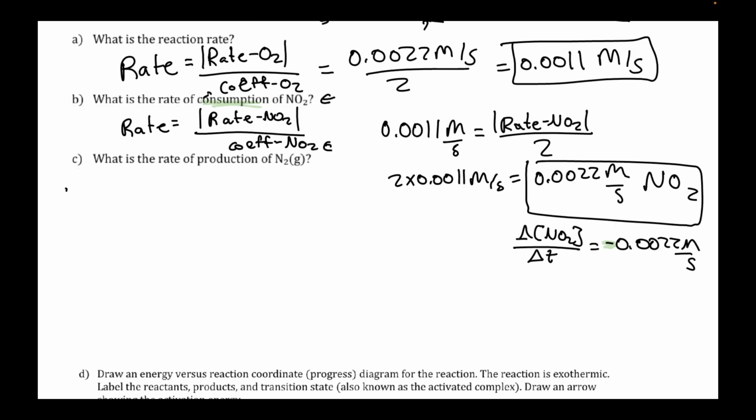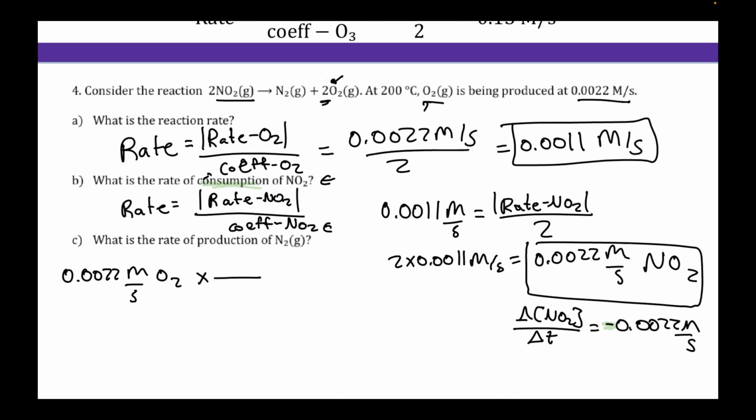We can take 0.0022 molar per second of O2 and multiply that by, in this case, O2 is what we have, and the coefficient there is 2, just using the balanced chemical equation, so we need to put 2 O2 on the bottom. And the coefficient on N2, what we want on the top, is just 1 mole of N2. So 0.0022 molar per second of O2 times 1 over 2 gives us 0.0011 molar per second of N2.